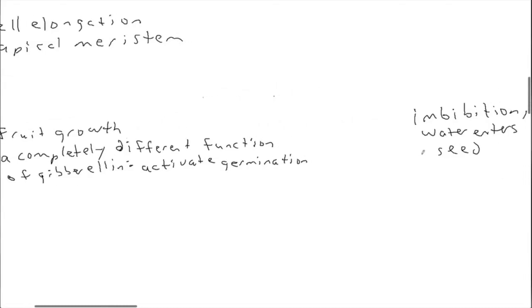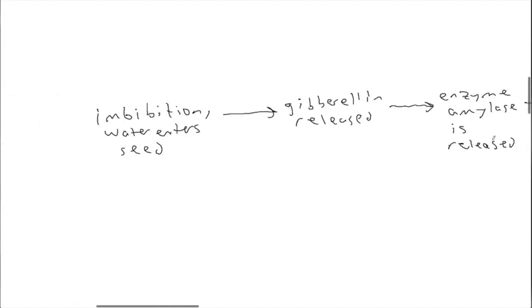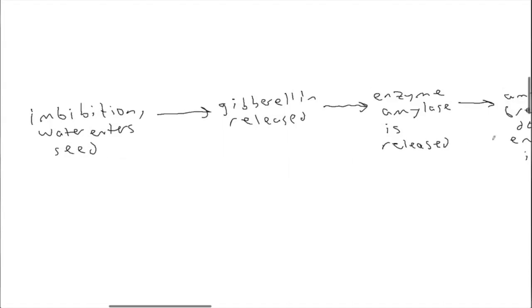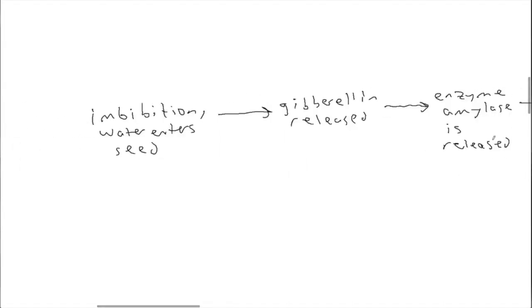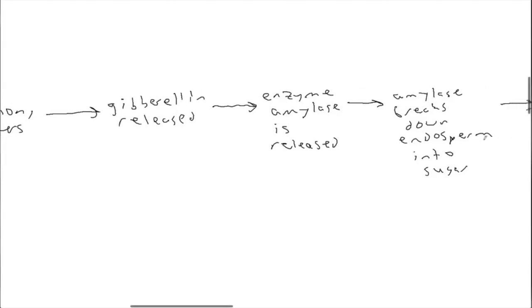Okay, so let's review that again. What happens next? What's the next step in our flow chart? Gibberellin is released. In response to the water. Good. And then? The enzyme amylase is released. In response to the gibberellin. Good. And then? The enzyme amylase breaks down the molecules inside the endosperm to produce sugar. That's right. And then the sugar enters the embryo, and that causes the embryo to grow. The embryo uses the sugar to grow as nutrients.